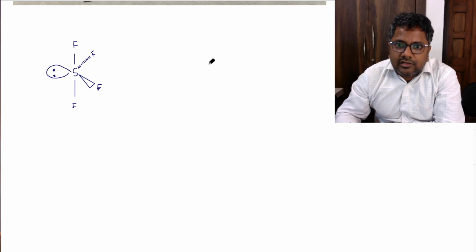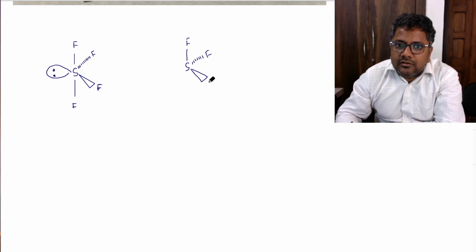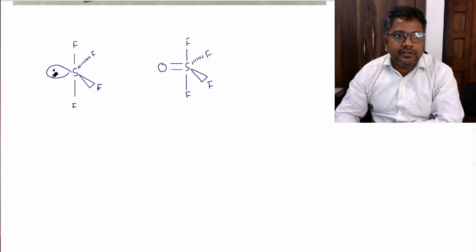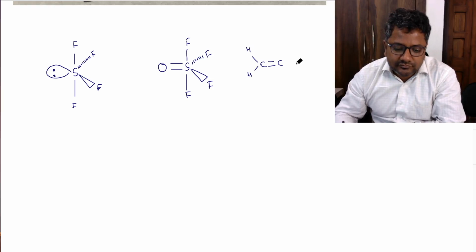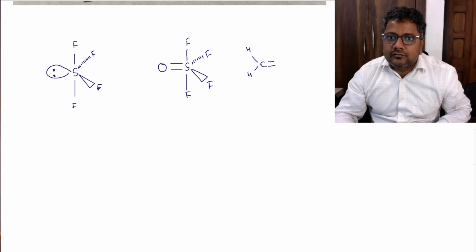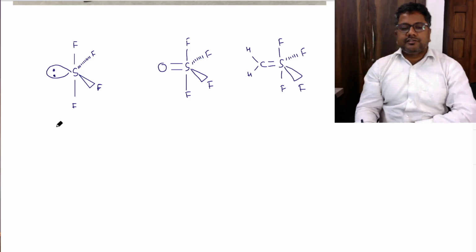Now another molecule I am taking: S, F, F, F, F. This time this is double bond O. Here lone pair, here double bond O, and this time next C double bond C, H, H. Now see the data.